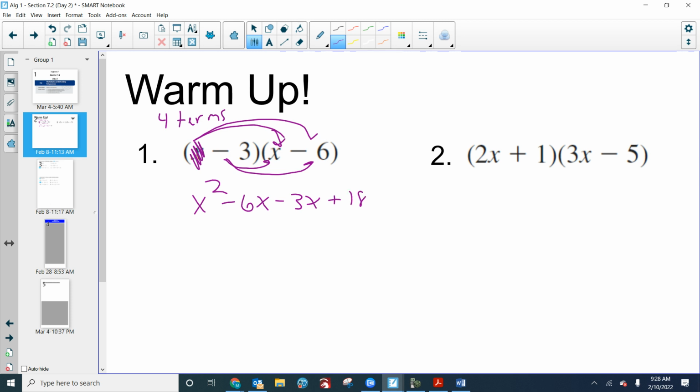Okay. Do I have 4 terms there? Yes. Okay. What can I combine, Luca? What do you got? So tell me your final answer. And that's the way it should look on your paper, with your final answer circled or boxed in.